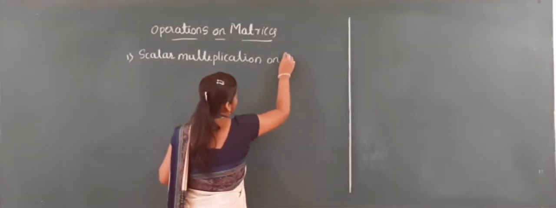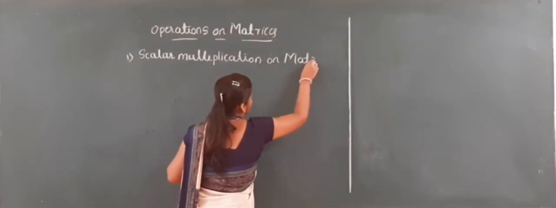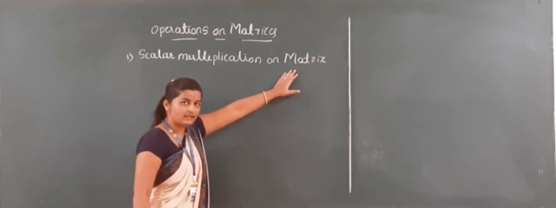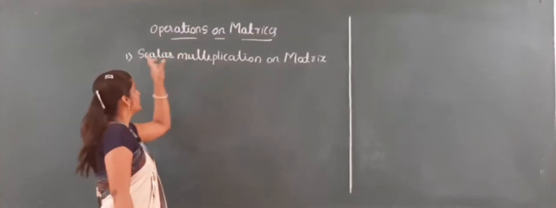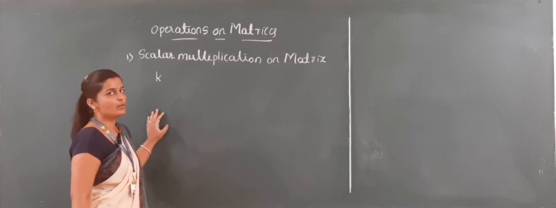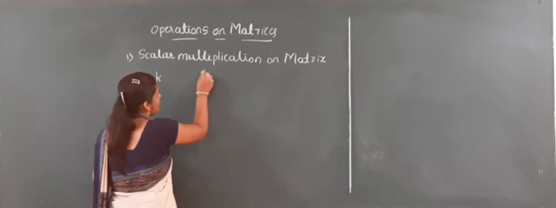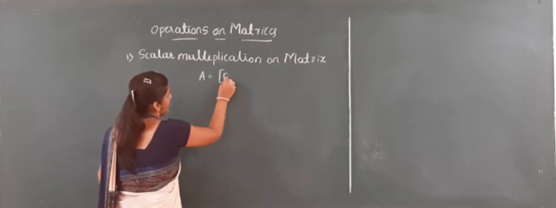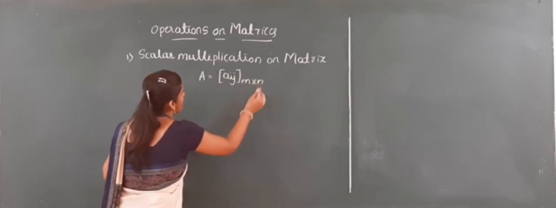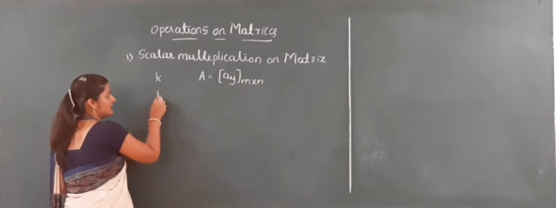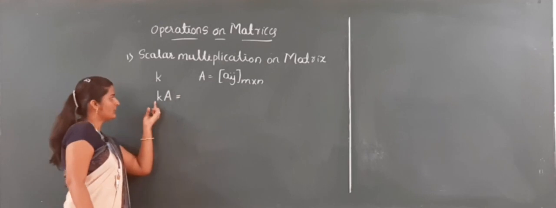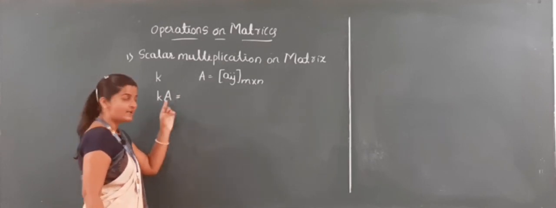Scalar multiplication on a matrix. See here, the operation is, for the matrix we have to multiply the scalar. There is one scalar k. k is a scalar and there is one matrix A of order m by n. Now we have to multiply this k to our matrix A.